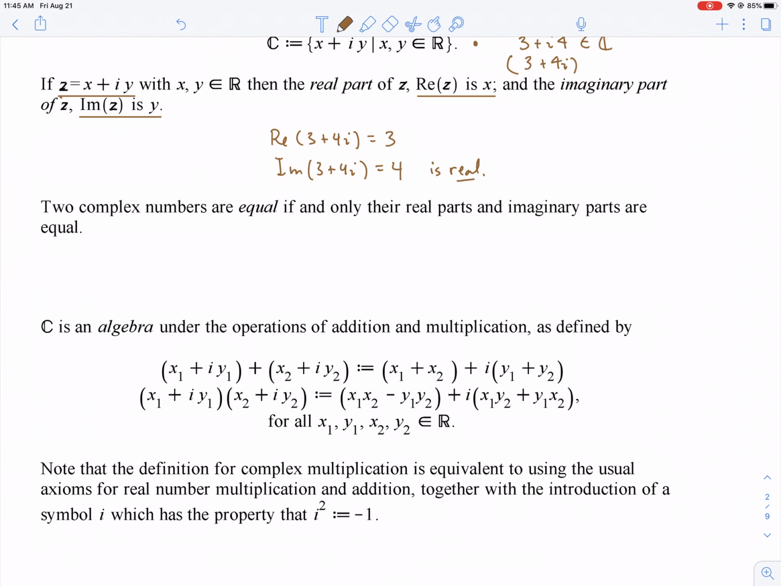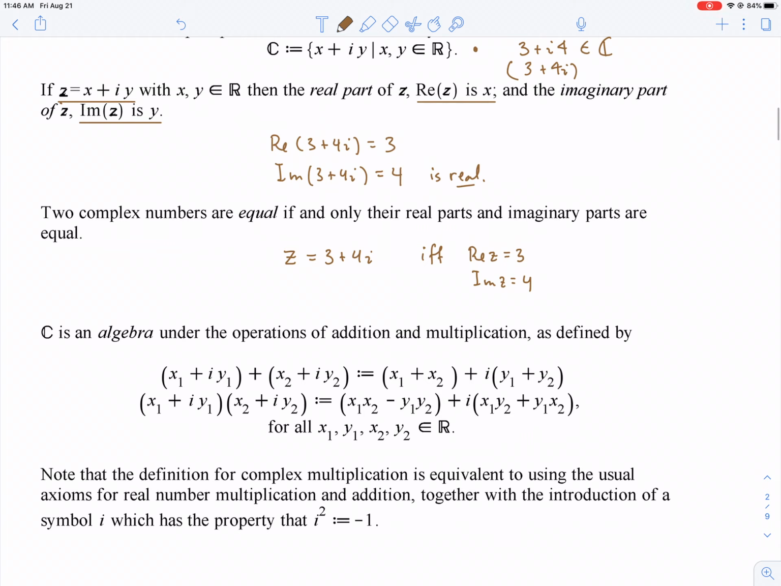Okay, two complex numbers are equal if and only if their real and imaginary parts agree. So if z is 3 plus 4i, that's the same as saying that the real part of z must be 3 and the imaginary part of z must be 4.